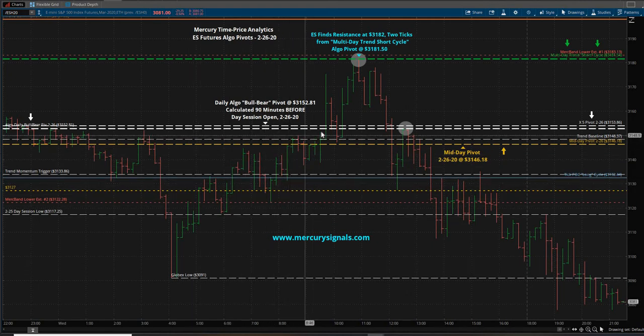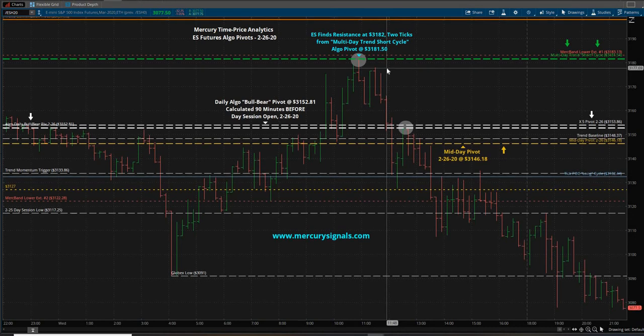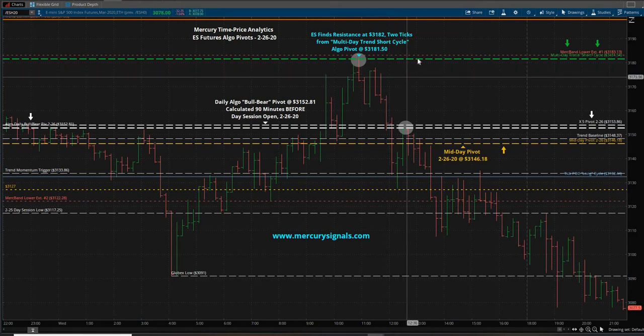Now, what happened when price found acceptance above that 52.81? Remember, that was the key level last night. That was the daily bull bear pivot going into the day. Well, when you had movement above that, it came back and tested it, and then you had this move up to 81.